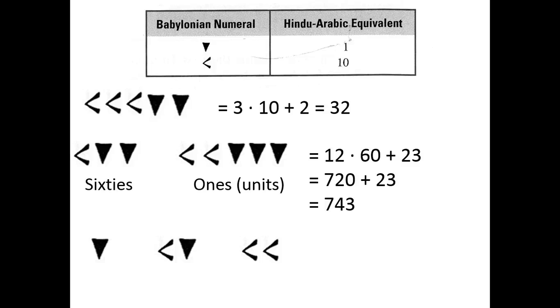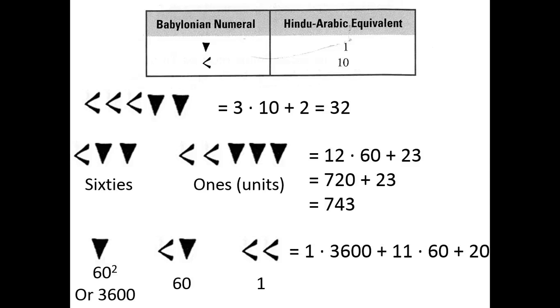So what if we have 3 groupings? Well, remember, furthest to the right is ones. Because we're grouping by 60s, the next group to the left is how many groups of 60, and then the next group to the left is how many groups of 60 times 60, or 3600s, we have. So we have 1 group of 3600, 11 groups of 60, and 20 ones.